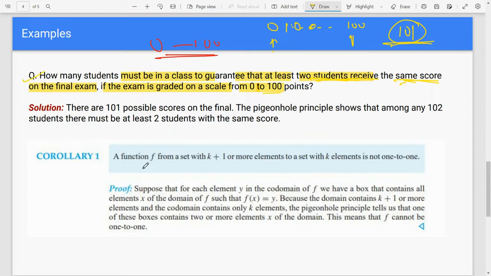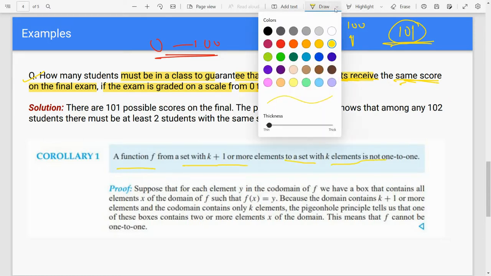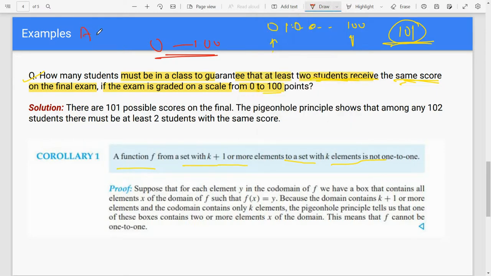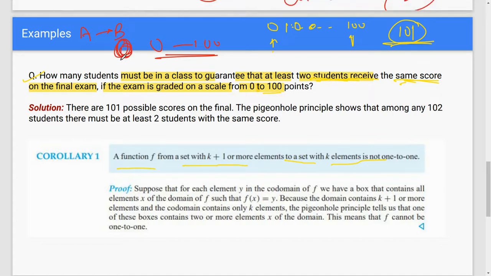Another example is that a function f from a set with k plus one or more elements to a set with k elements is not a one-one function. We talked about the one-one function earlier. We saw that if we go from set A to set B and want a one-one function, then the number of elements in set B should be at least as many as in set A. So how is this particular thing working?